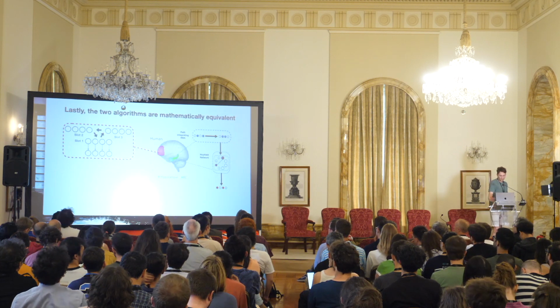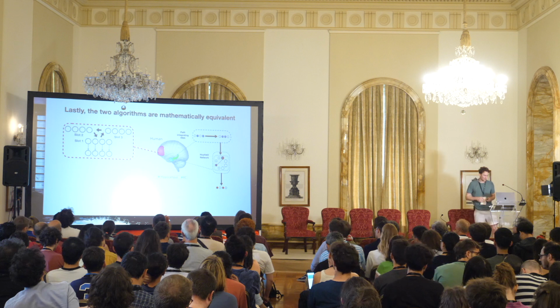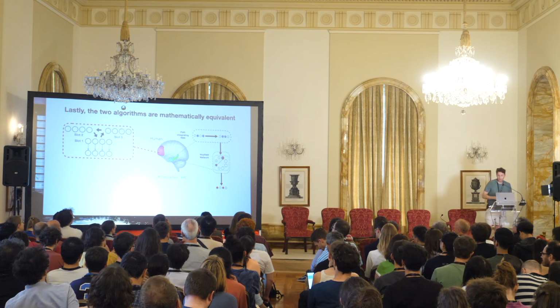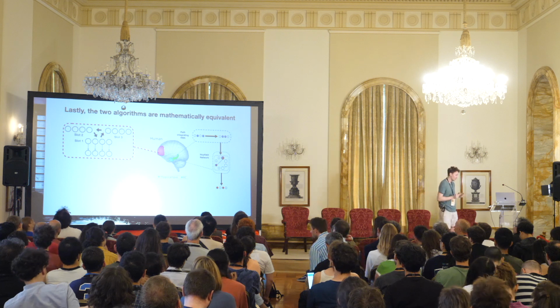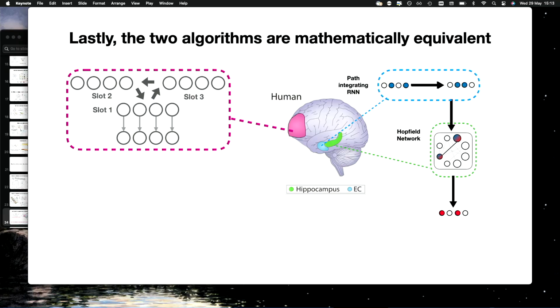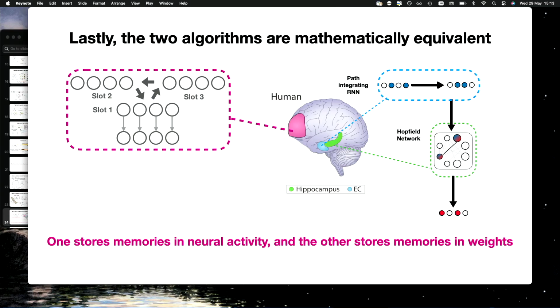Okay, so lastly, with any time that I have remaining, but just cut me off at any point, I want to show you that these 2 algorithms that we've described here are in fact mathematically equivalent, and that's what we're going to do now. The key difference between the 2 algorithms, in high-level words, is that the slot-based one stores memories inside neural activity. It stores memories in neurons. This one over here, however, stores memories in synaptic connections, in weights, in a Hopfield network.